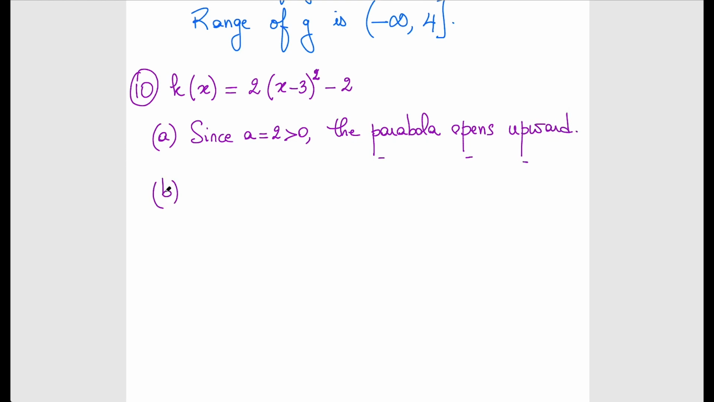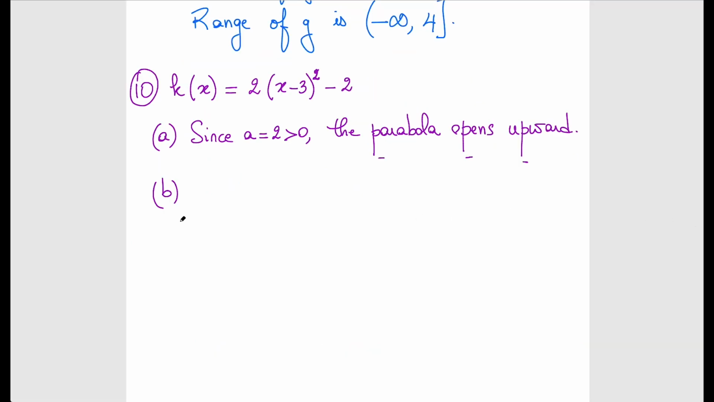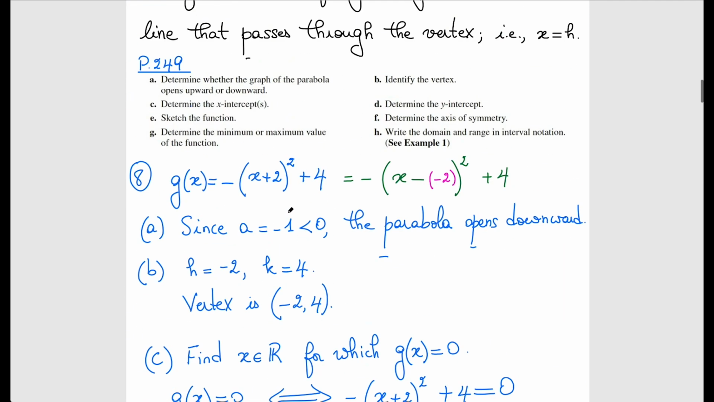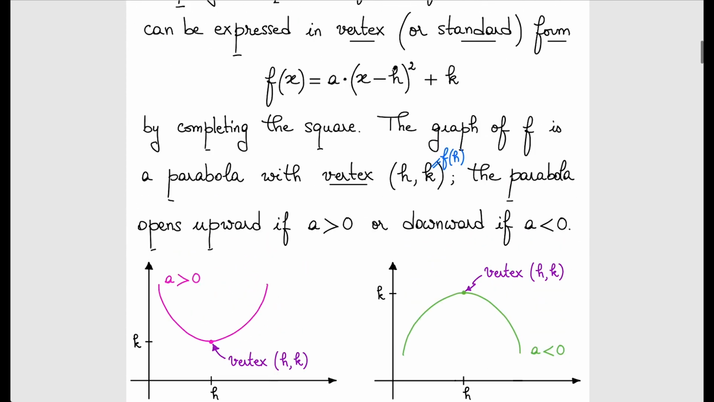Part B. What's part B? Well, part B is identify the vertex. Recall how we find the vertex based on the property? Well, the vertex is simply h and k. It's going to have two coordinates: h as the first coordinate and k as the second coordinate, as long as h is accompanied by a minus in front and k with a plus.